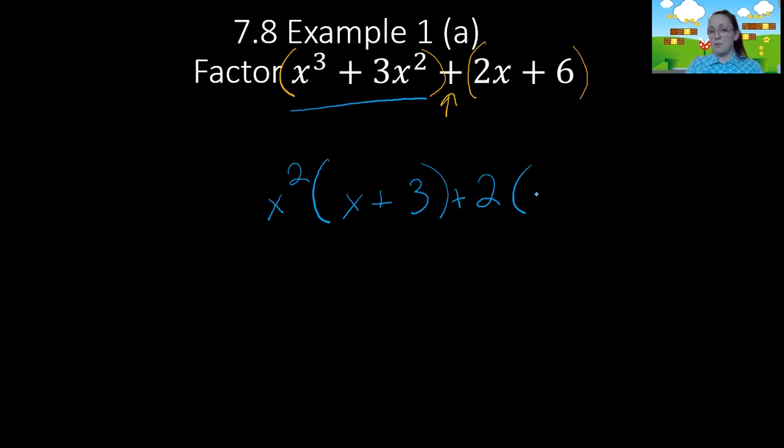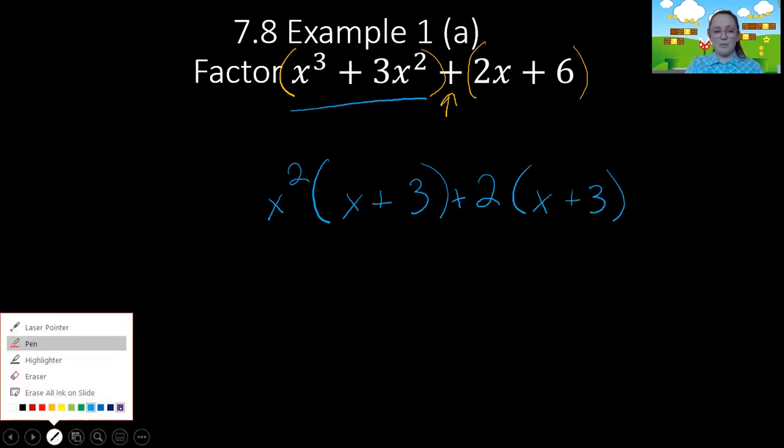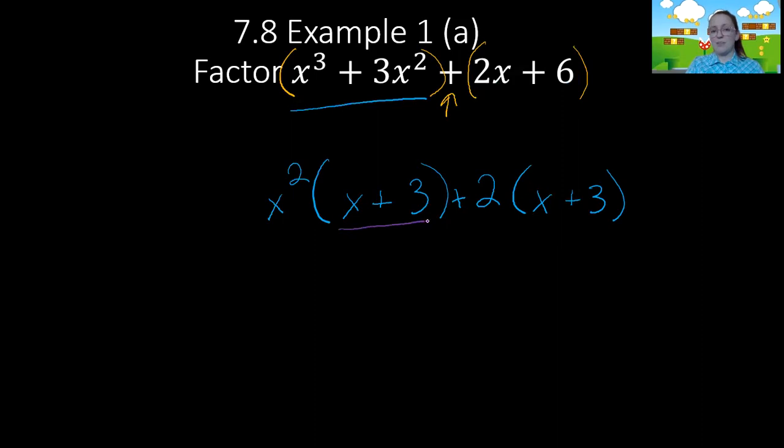When I take 2 out of 2x, we're left with just an x. When I take 2 out of 6, we're left with just 3. This is the way that we can check and make sure we're doing things right: we look and make sure this one matches that one 100% exactly, twinsies, whatever you want to call it. They match exactly, so we know we did it right.